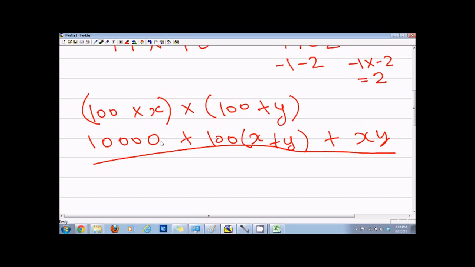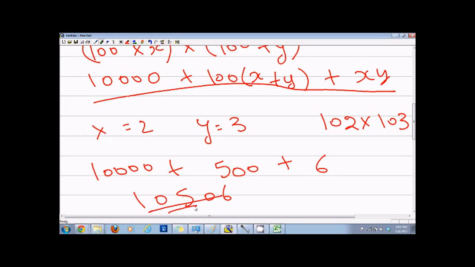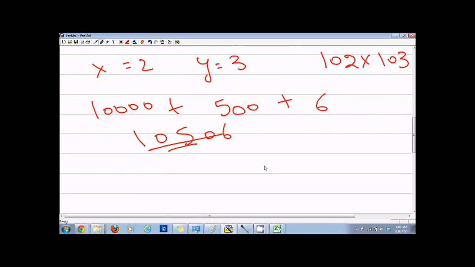So if I have x equal to 2 and y equal to 3, because I want to multiply 102 and 103, then in this case we will have 10,000 plus 500 plus 6, so the answer will be 10506. I hope this tutorial will help, and you can use these tricks for your exams to go quickly through the math, and good luck with your exams.